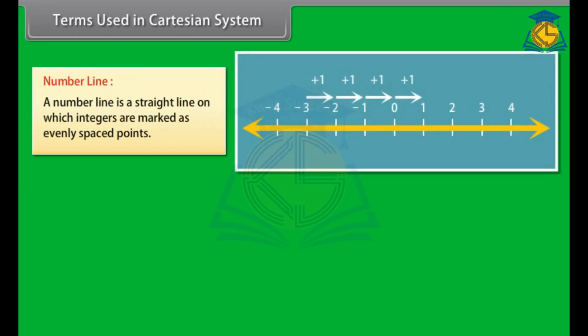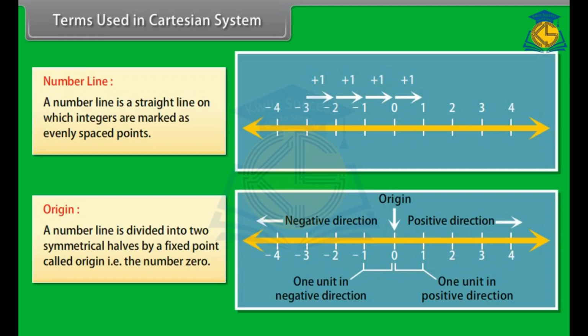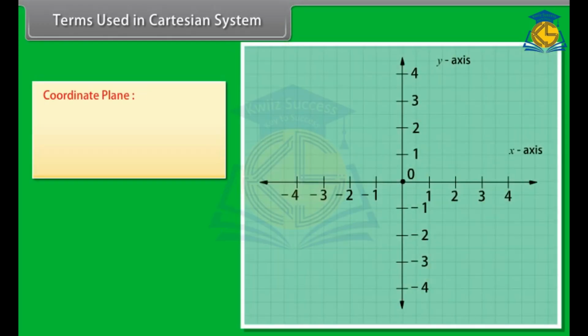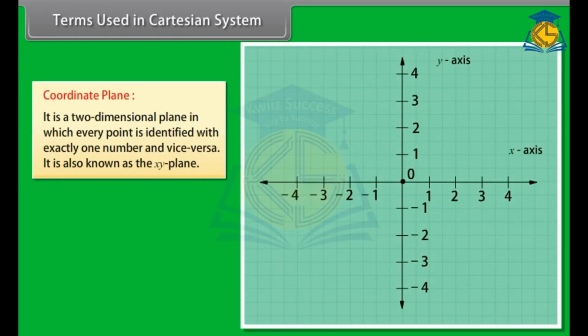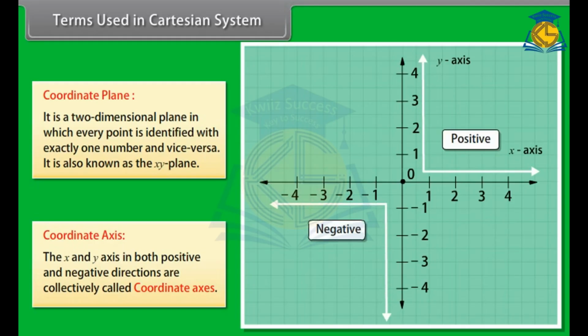A number line is a straight line on which integers are marked as evenly spaced points. Origin. A number line is divided into two symmetrical halves by a fixed point called the origin, that is, the number 0. Coordinate plane. It is a two-dimensional plane in which every point is identified with exactly one number and vice versa. It is also known as the xy plane. Coordinate axis. The x and y axis in both positive and negative directions are collectively called coordinate axes.